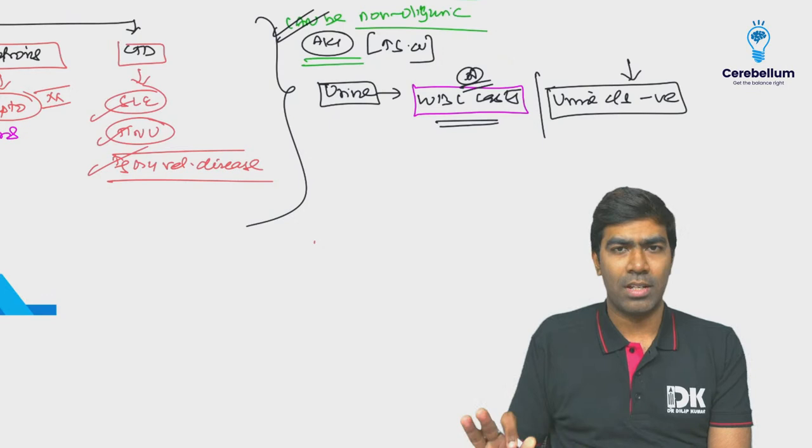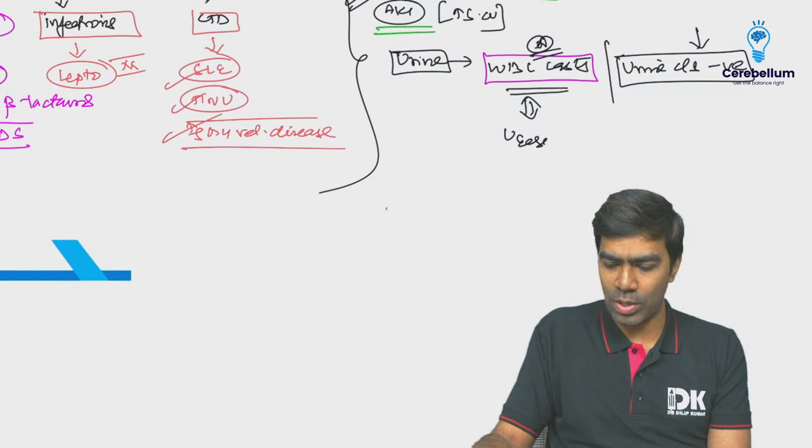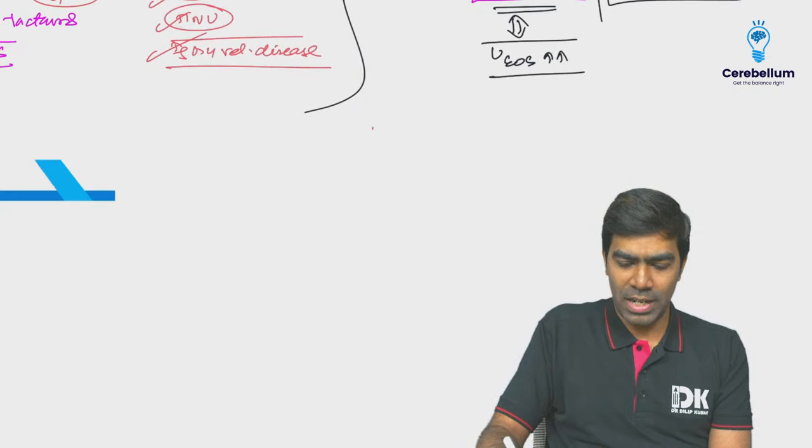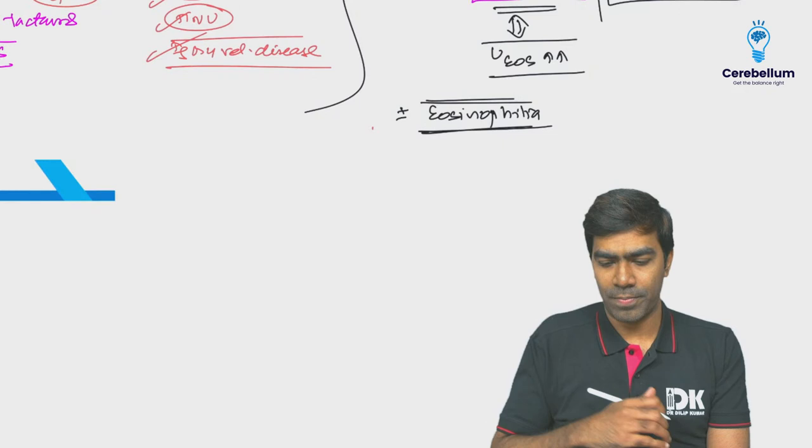And sometimes the urine eosinophil levels can be increased. Urine eosinophils, even this is a very important clue, vital clue in exam. Urine eosinophils can be increased. And plus or minus patients can have eosinophilia as well. So these are the vital clues.